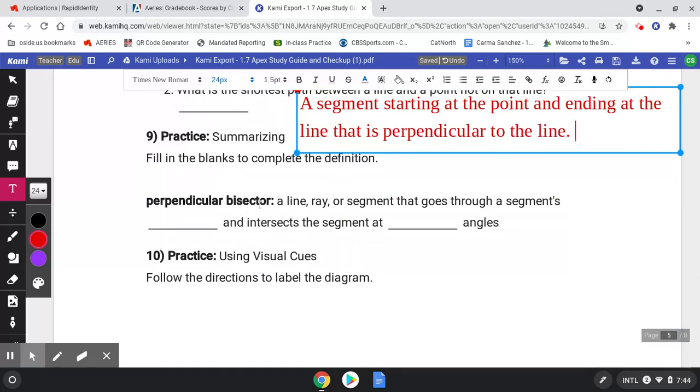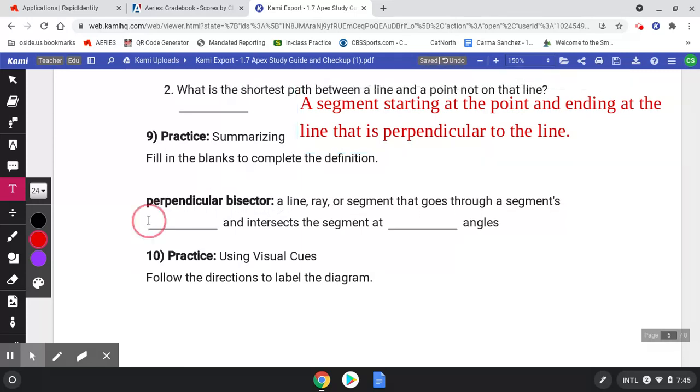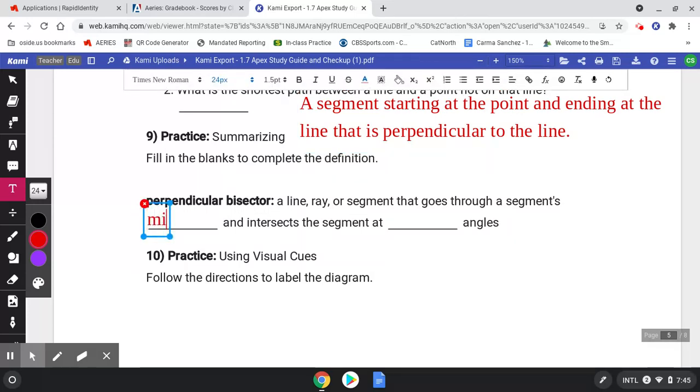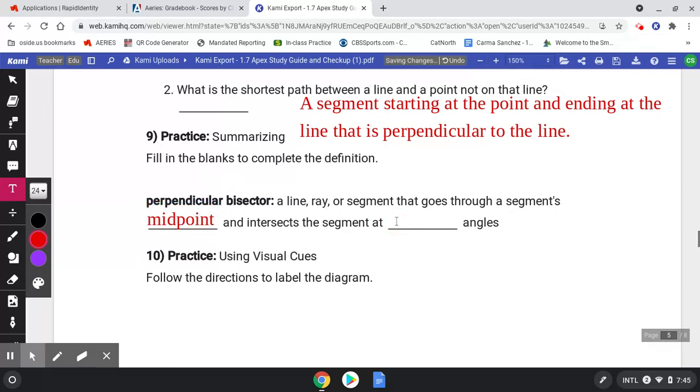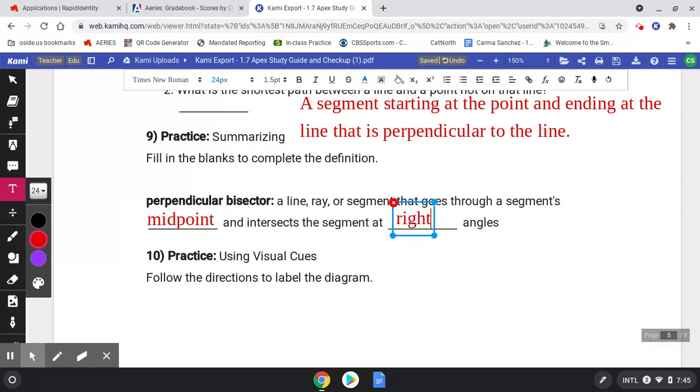All right, perpendicular bisector. So we did this last year in Math 1, where it's not only forming the 90 degree angle, but it is bisecting, or cutting it in half. So a line, ray, or segment that goes through a segment's midpoint and intersects the segment at right angles.